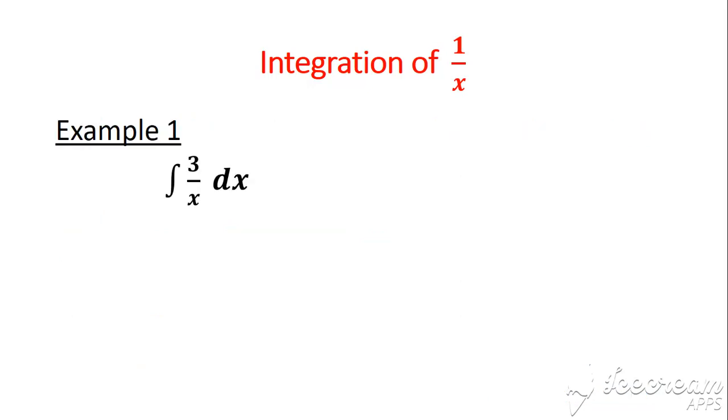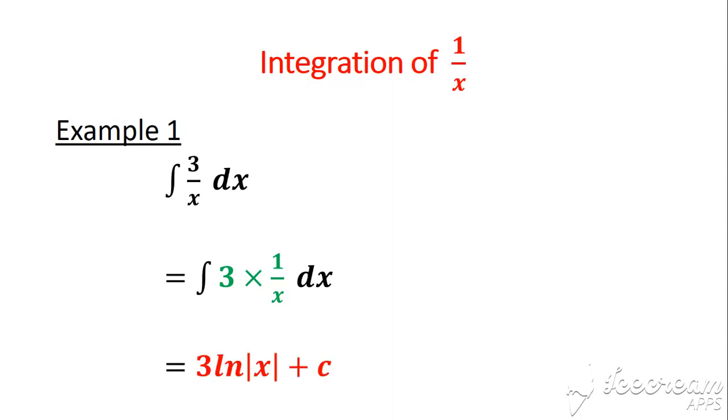All right, let's get into some examples. Example 1, let's integrate 3 over x with respect to x. Well, we're going to break it up and say this is equivalent to 3 times 1 over x with respect to x, and therefore we're going to leave the 3 alone, and the 1 over x integrates back to the natural log of x using those absolute value brackets. So our final answer is 3 times the natural log of x plus c.